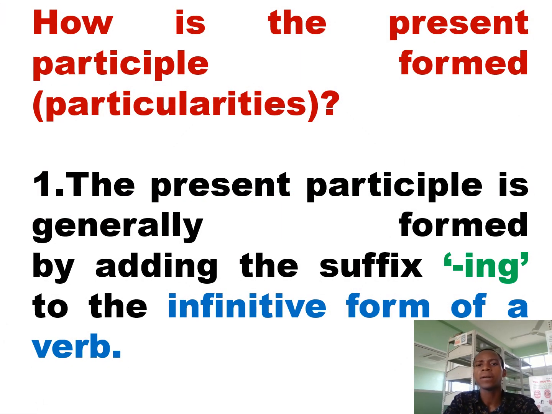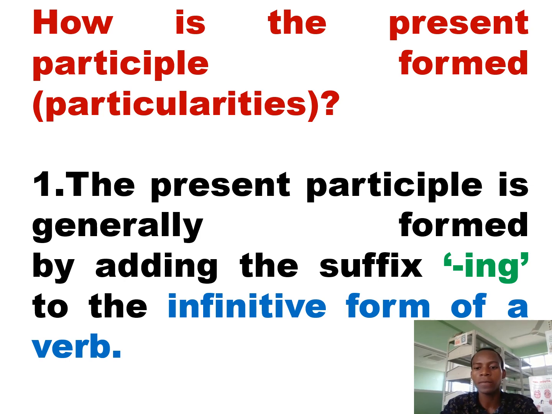How is the present participle formed in the English language? We are now going to talk about the particulars, how specifically the verbs are changed to form the present participle in English. The general principle for English verbs is that the present participle is generally formed by adding the suffix ing to the infinitive form of the verb.